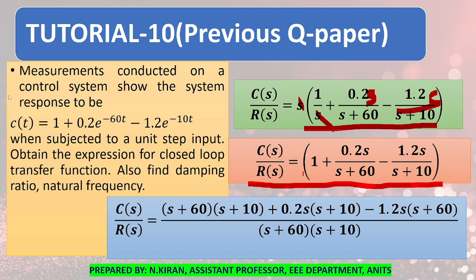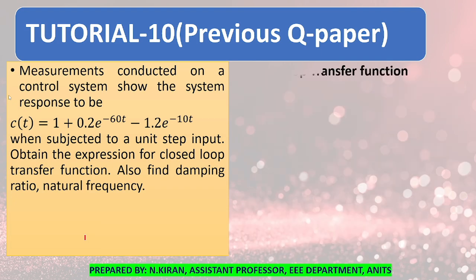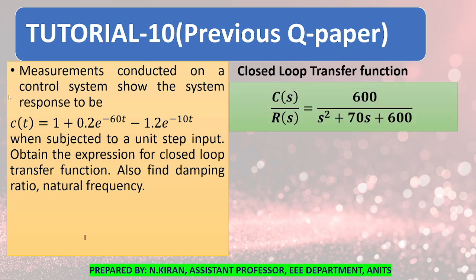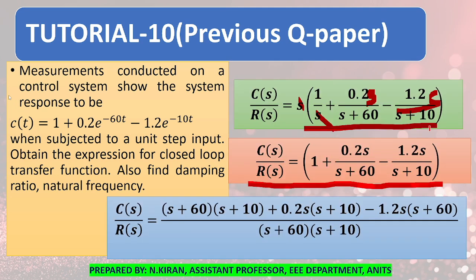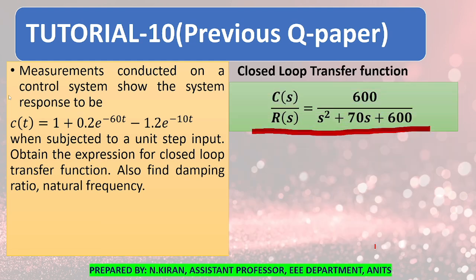If I take the LCM and simplify, that gives me the closed loop transfer function 600 divided by s square plus 70s plus 600. If I go to the previous slide, multiplying everything in the numerator as well as the denominator, after simplification, this is the expression I get for the closed loop transfer function.